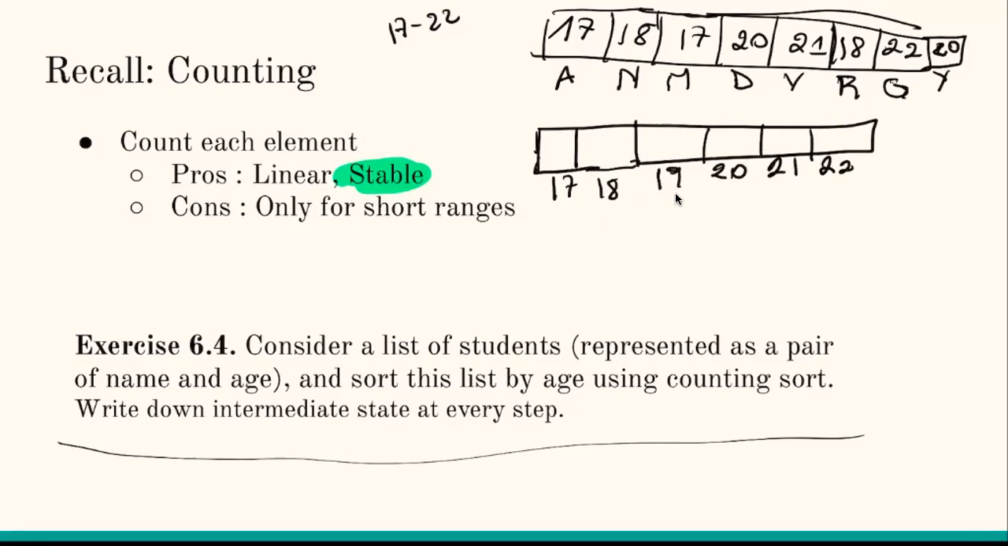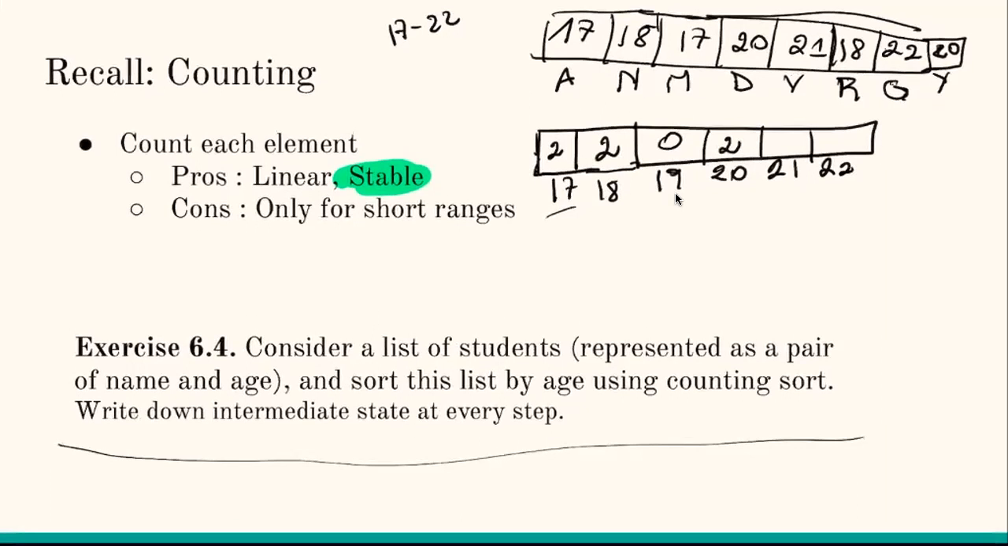Okay, so in this step, we need to count the occurrence of each of these indices. So we have 17. How many 17 do we have in our input sequence? We count 1, 2, right? We fill here, we have 2 17. How many 18 do we have? We have 2 18. How many 19 do we have? We have no 19, right? How many 20 do we have? We have 2 20. How many 21? We have 1 21. And how many 22? 1 22. Okay? This is the first step.